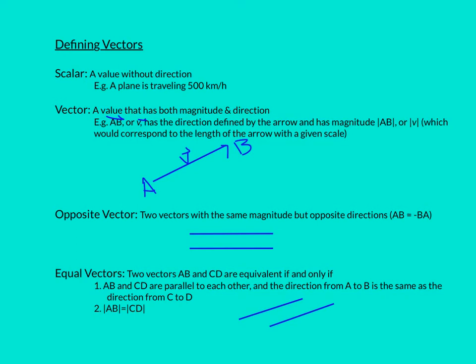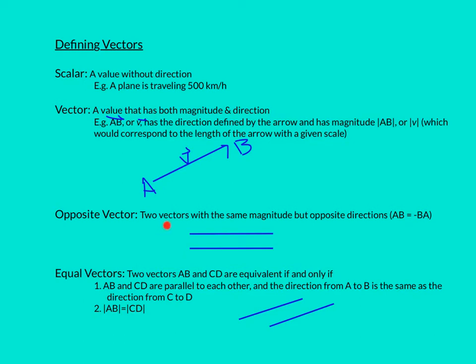So it would have the magnitude of the absolute value of AB. Or if you're going to use the v symbol, then it's the absolute value of v. So that would correspond to the length, and you'd have a specific scale on your picture to make that actually have a specific value. Now, vectors can be opposites of each other.